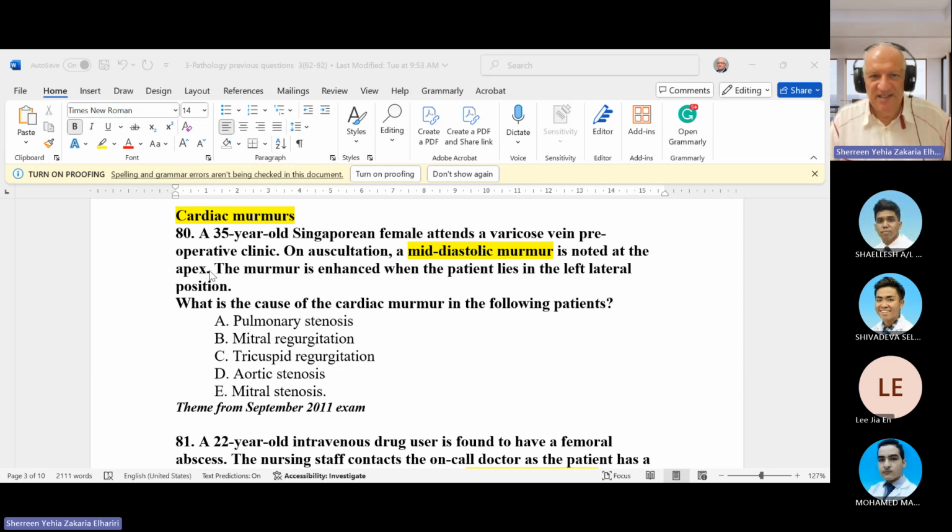So this area anatomically is for which valve? Anyone? Left side, it is the mitral valve. In the mitral valve, we can have mitral regurg. Mitral regurg gives a pan-systolic murmur, but mitral stenosis, mid-diastolic murmur. So mid-diastolic murmur in the mitral area, mitral stenosis. Systolic murmur, mitral area, mitral regurg or mitral incompetence.